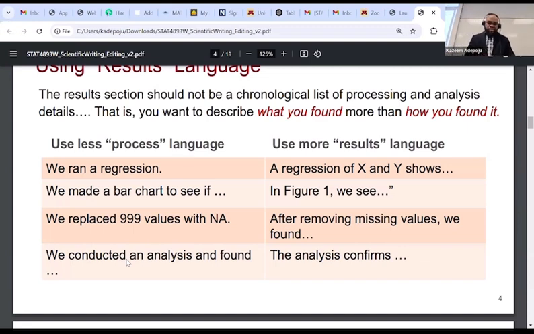Okay. So I want to believe you now understand that you should emphasize more on result language than process language. The process language tells us how you found it. We're not interested in how you found it, but in what you found. So what you found is the result language. Is there any question? Go ahead.